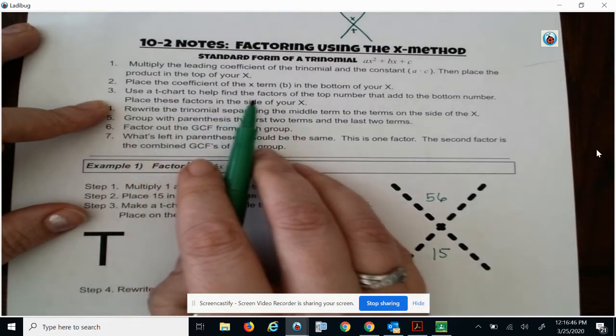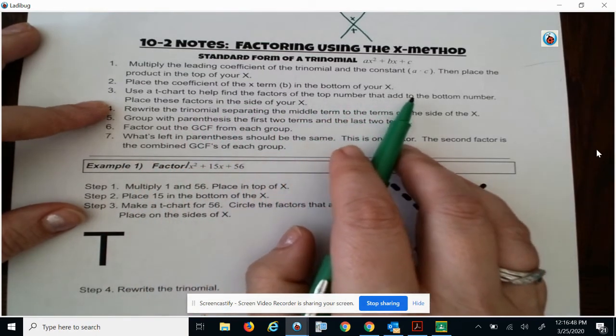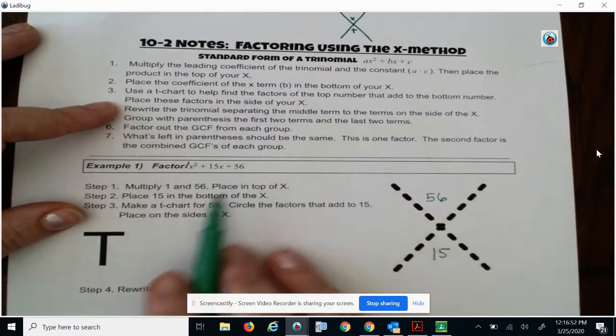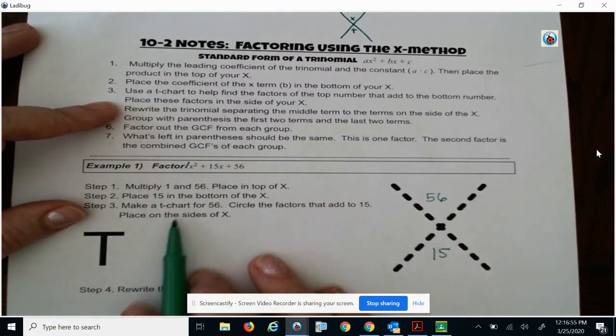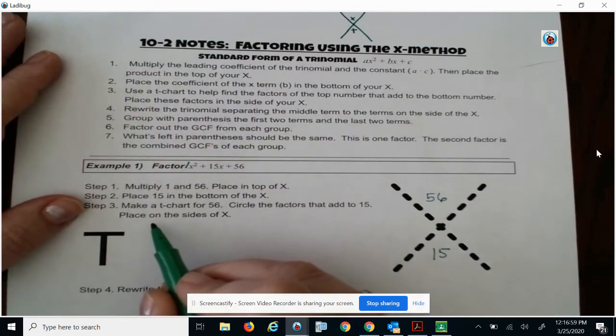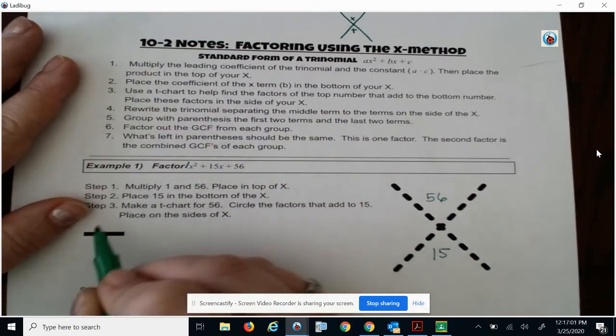And use a t-chart to help find the factors of the top number that add to the bottom number. Place these factors on the side of the x. So this was kind of like what was in our puzzle on Friday before we left, if you were there. So we're going to make a t-chart for 56.